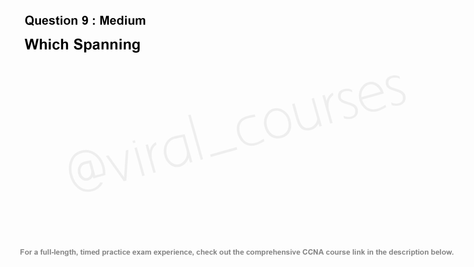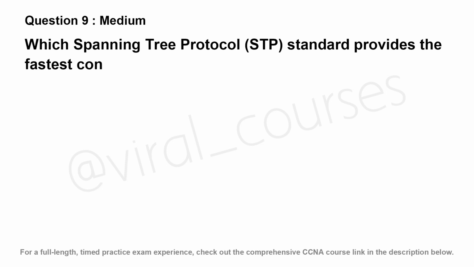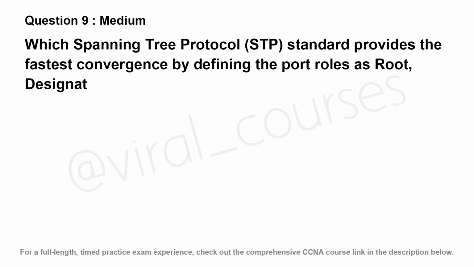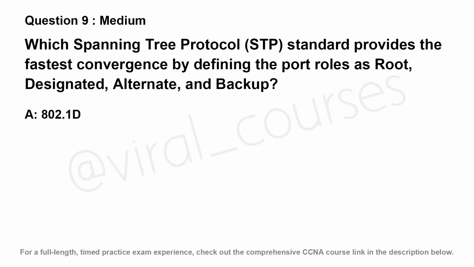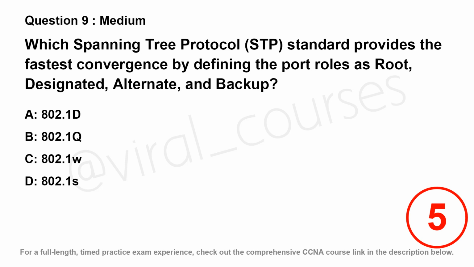Which spanning tree protocol, STP, standard provides the fastest convergence by defining the port roles as root, designated, alternate, and backup? Option A, 802.1d. Option B, 802.1q. Option C, 802.1w. Option D, 802.1s.